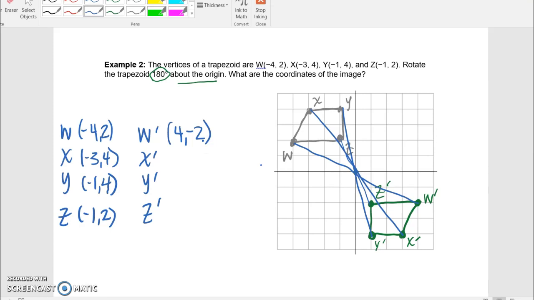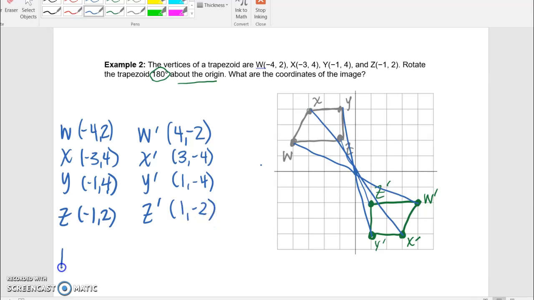X prime is at 3, -4. Hopefully you're seeing a pattern here. Y prime is at 1, -4. And Z prime is at 1, -2.